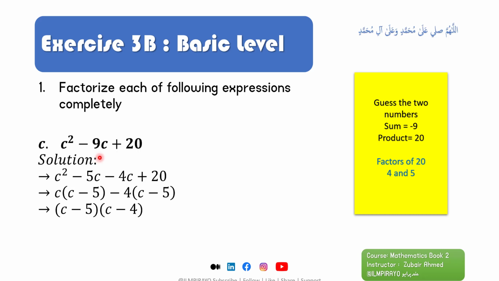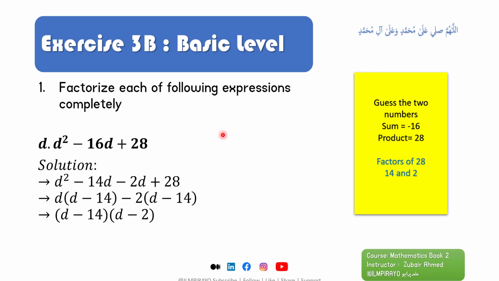Now the factors of 20 are 5 and 4, even though there are other factors, but we have to get the number that's mentioned between the variable and the number, that is 9c. So the factors are 5c and 4c. Since it is a negative number, write them in negative form.